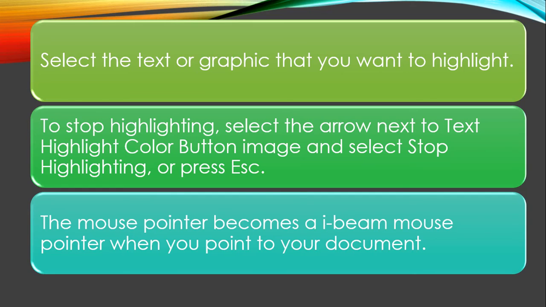Select the text or graphic that you want to highlight. To stop highlighting, select the arrow next to the Text Highlight Color button and select Stop Highlighting, or press Escape. The mouse pointer becomes an I-beam pointer when you point to your document.